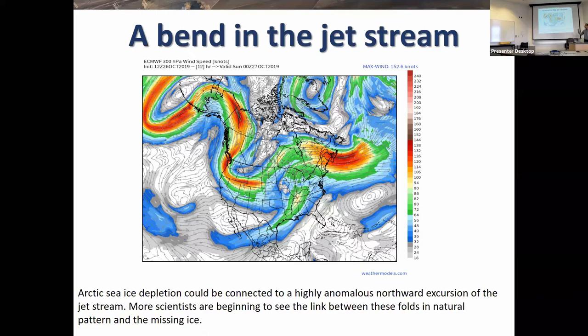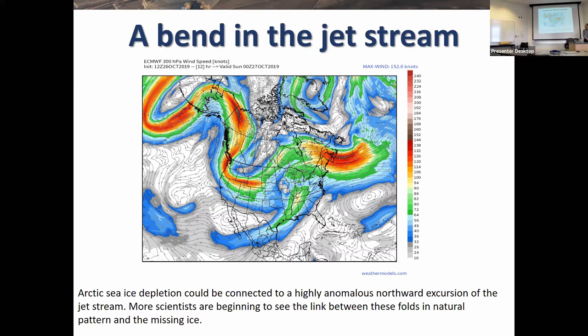So Arctic sea ice depletion could be connected to a highly anomalous northward excursion of the jet stream. And more scientists are beginning to see this link between the loss in sea ice and storm systems in the mid-latitudes, which includes the cold blast that we have seen here. Early snows, like happened a few years back, actually, yeah, 2 years back.